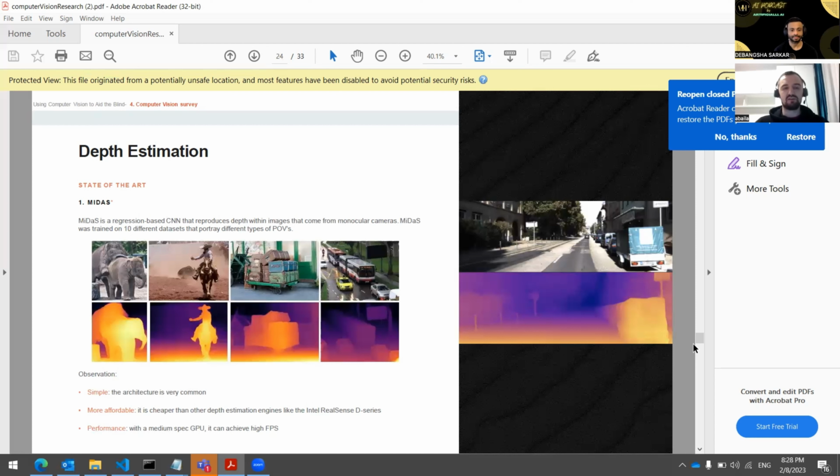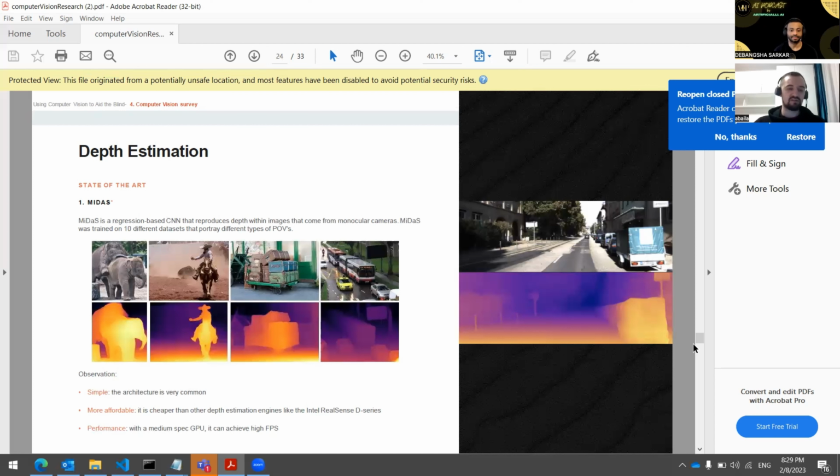Midas was essentially trained on a lot of data, and by a lot of data, I mean about 10 different data sets that portray objects in different POVs, right? Because here we're talking about depth, and depth is dependent on the POV.